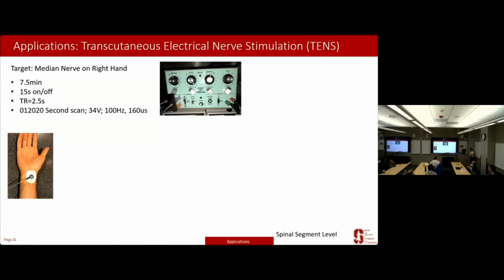Now, the second application I show here is transcutaneous electrical nerve stimulation, or TENS. Here we want to target the median nerve on the right hand. So one electrode was placed here and another one on the back side of the hand. We use a simple on and off design for 7.5 minutes. The result that I'm showing here was from a single scan done almost 6 years ago.